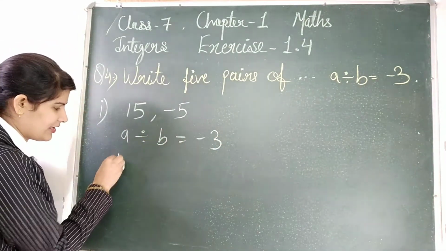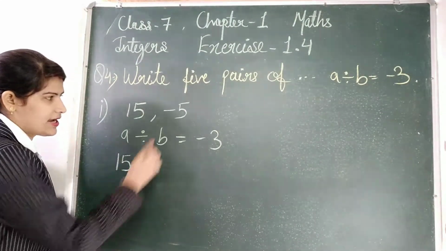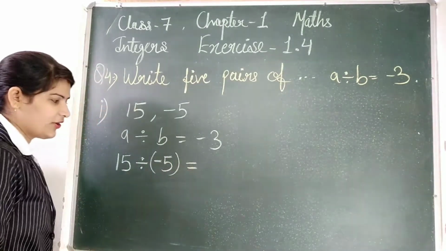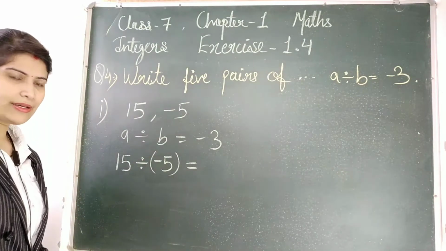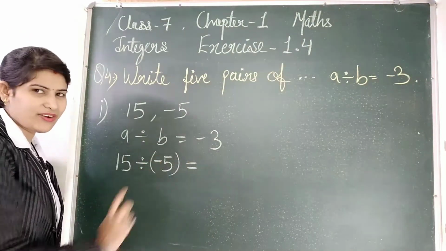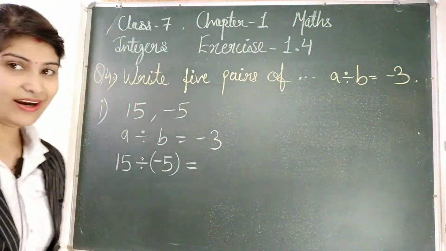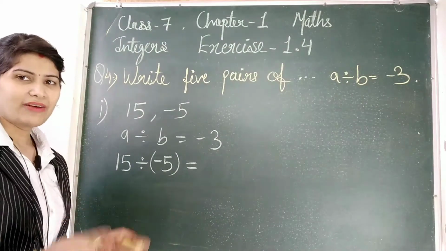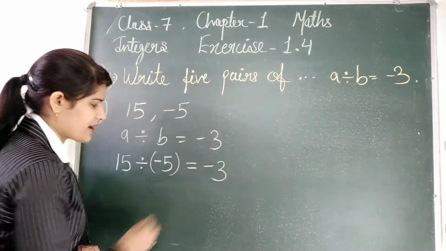I am writing a, the value of a is 15, divided by, and here is -5. If I am not taking minus, so what is the result? If I am not taking minus, the answer is only +3, but the answer should be -3. The condition is there. So we have to take one negative integer and one positive integer. That's why our answer is -3.